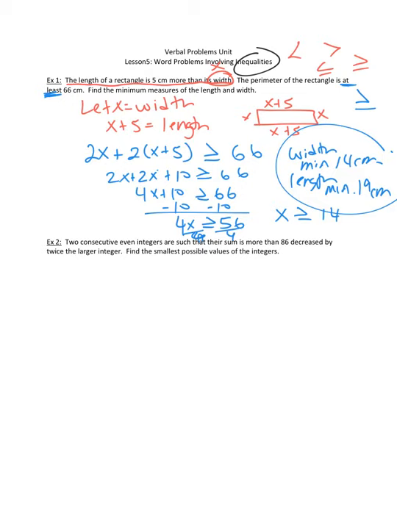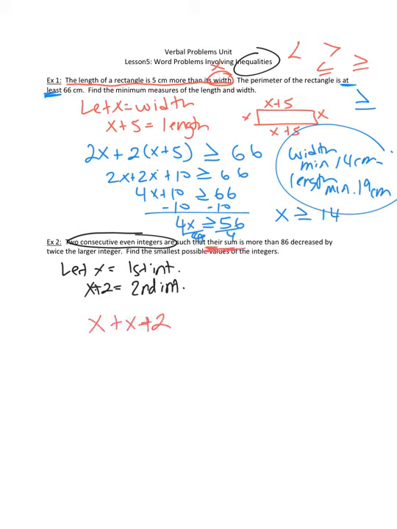We're going to look at one more example today with consecutive integers. 2 consecutive even integers are such that their sum is more than 86 decreased by twice the larger integer. So I have 2 consecutive even integers. That tells me my let statements. X is the first integer and x plus 2 is the second integer. Such that their sum, so I'm going to break this up into sections. Their sum, that means I'm going to add them up.